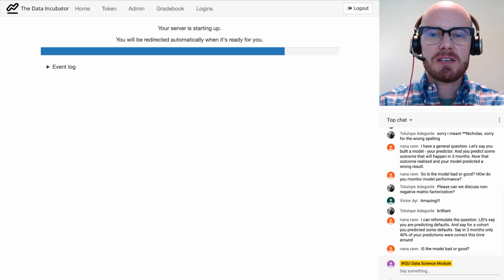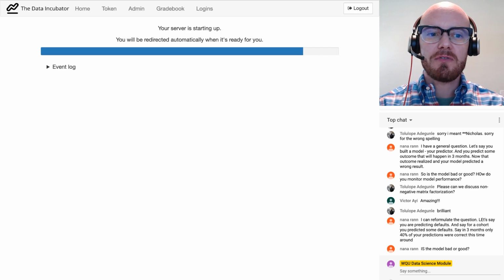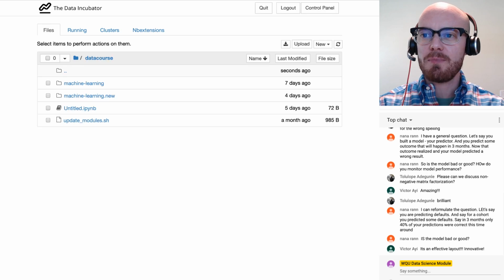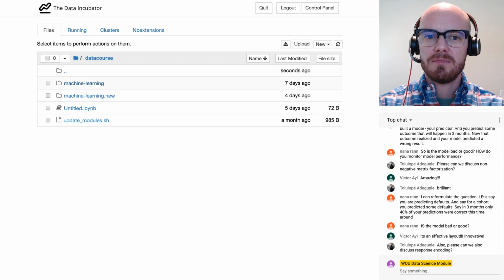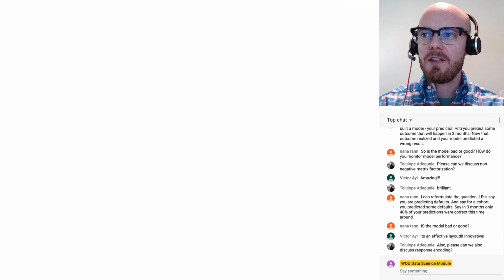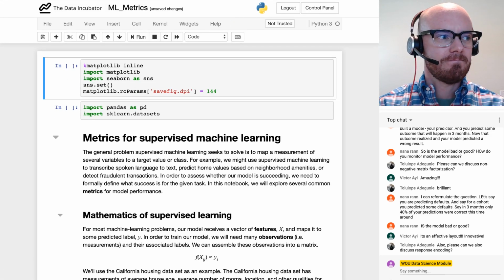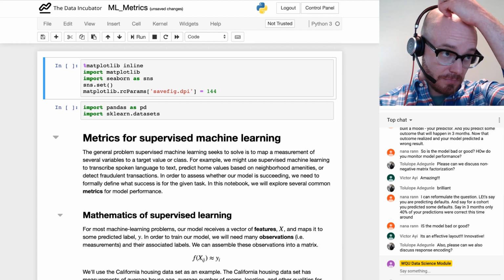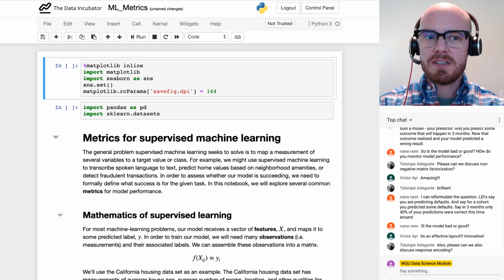So what are some metrics that we use to measure the performance of a model? This could be categorization or it could be regression. What are some that you remember that we've discussed up until now? So I'm going to open the ML Metrics notebook. Can you guys let me know if this text is big enough for you to see, or would you like it bigger?